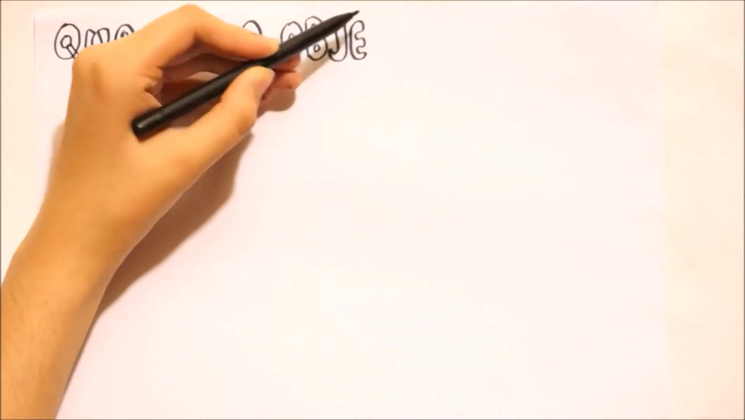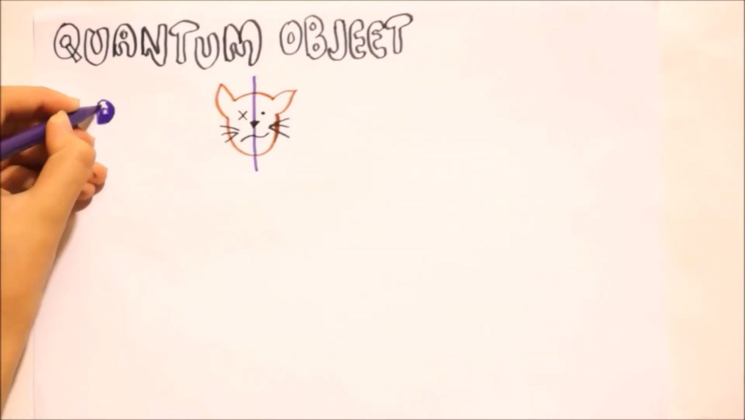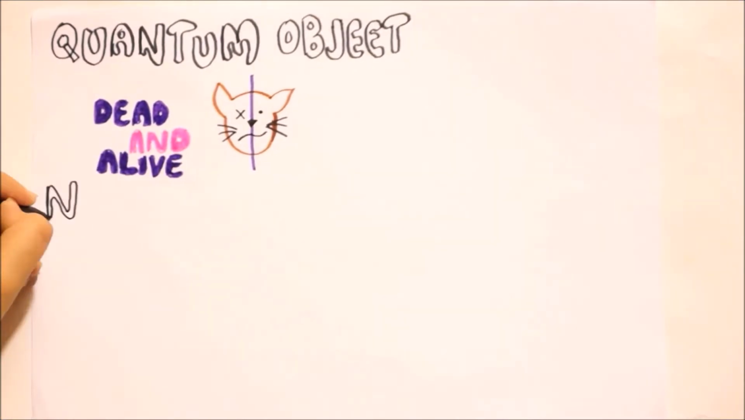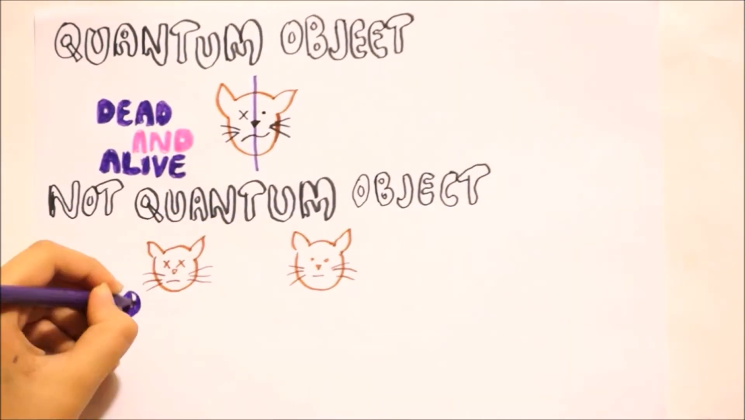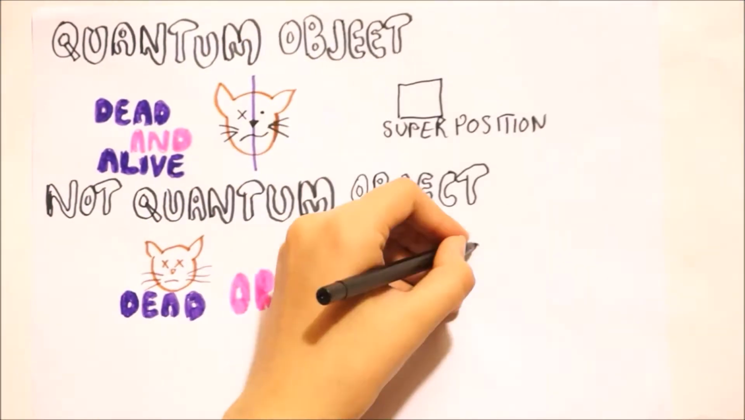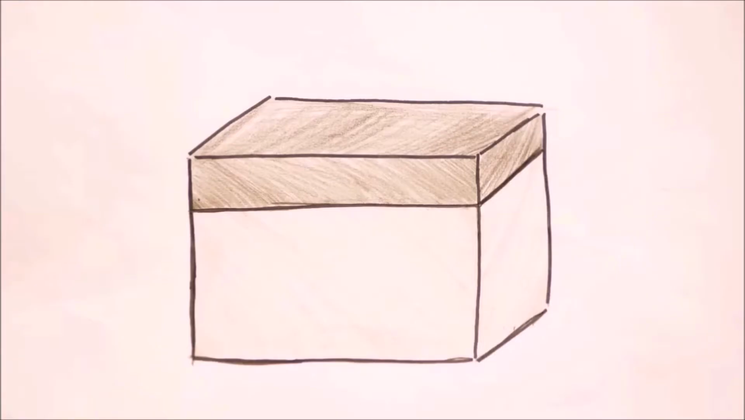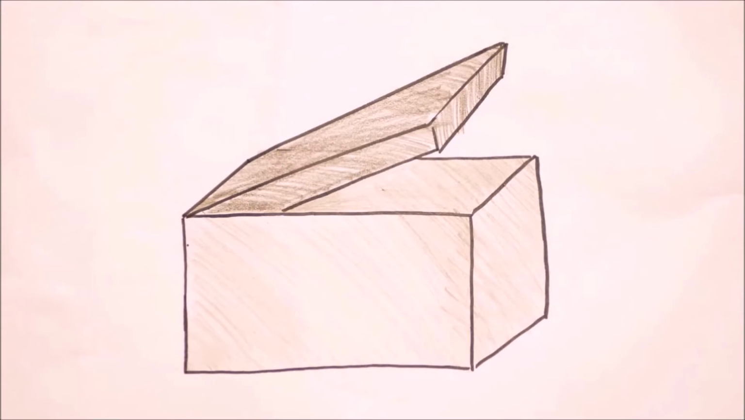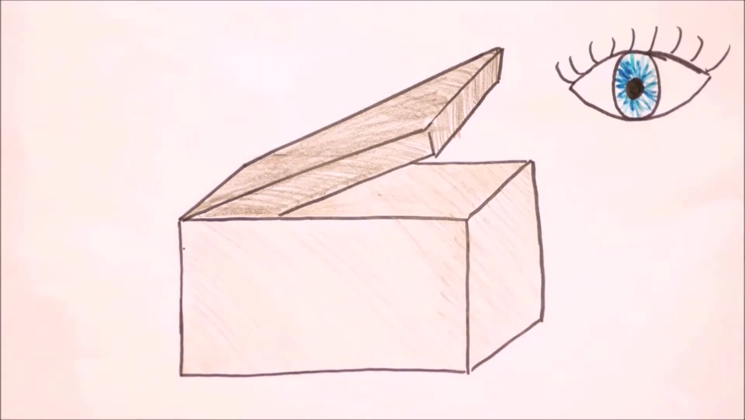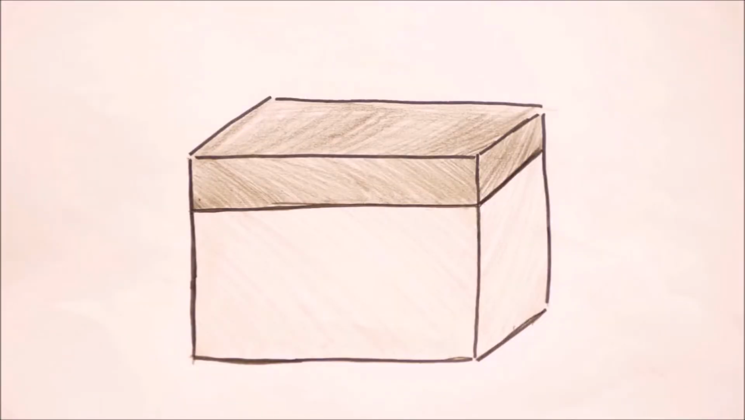Now, if the cat is a quantum object, it is both dead and alive. If it's just a regular cat, it is either dead or alive. The quantum cat is in a superposition of states. But if you look inside the box, you destroy the quantum state and the cat becomes either dead or alive. That's a simple idea, so keep that in mind as we try to understand the dual nature of quantum objects.